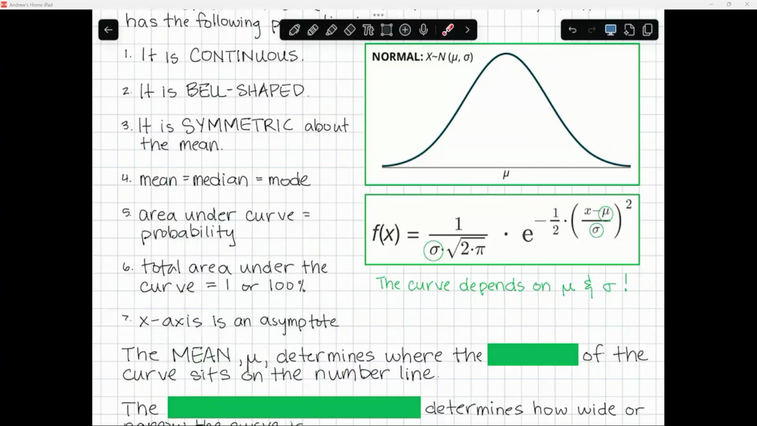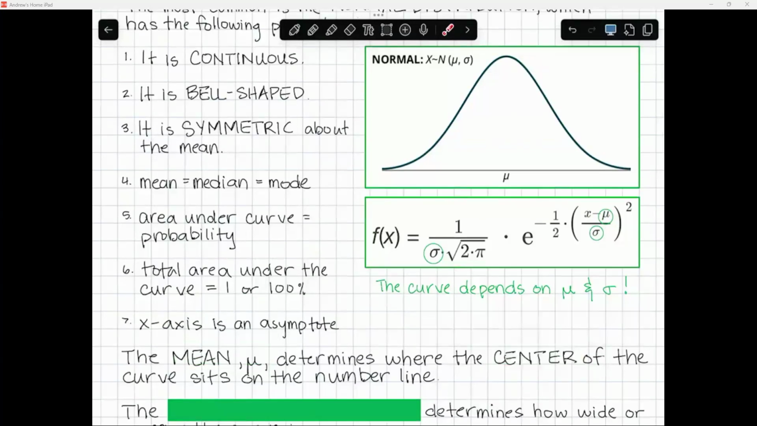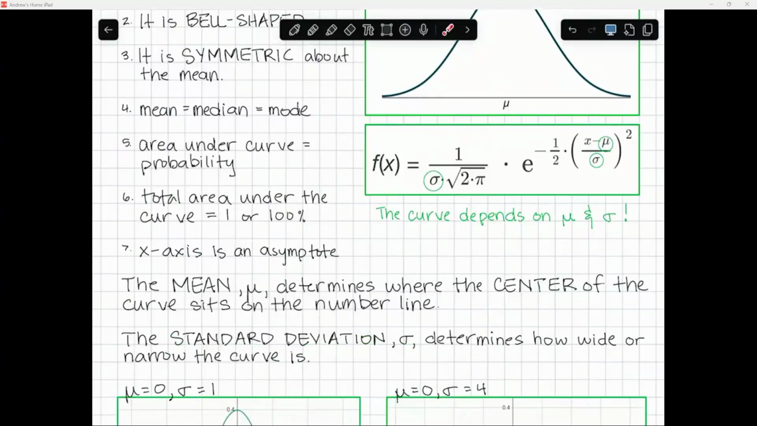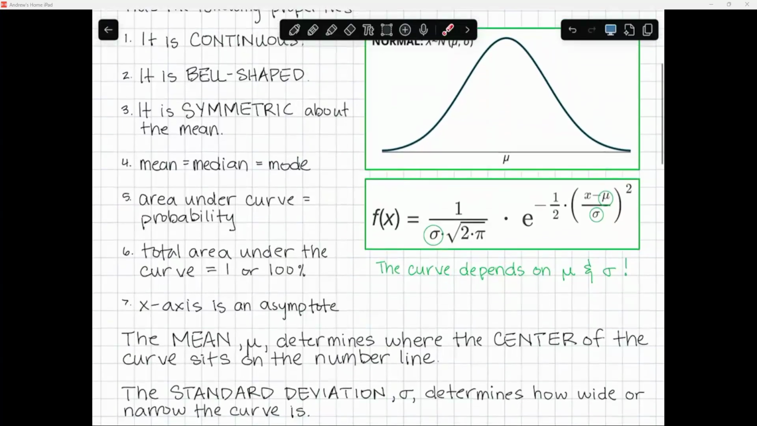The mean tells me where the center of that curve sits on the number line. So if the mean is bigger, the whole bell shape is going to shift that way. If the mean is smaller, the whole bell shape is going to shift that way. The standard deviation determines how wide or narrow that curve is. It squishes it in if the standard deviation is small, so all that data is packed really tightly about the mean, and it spreads it out and makes it low and flat if the standard deviation is big, because that means the data is spread out far from the mean.